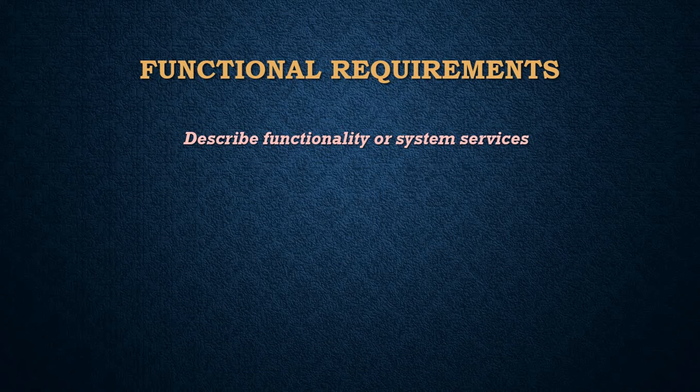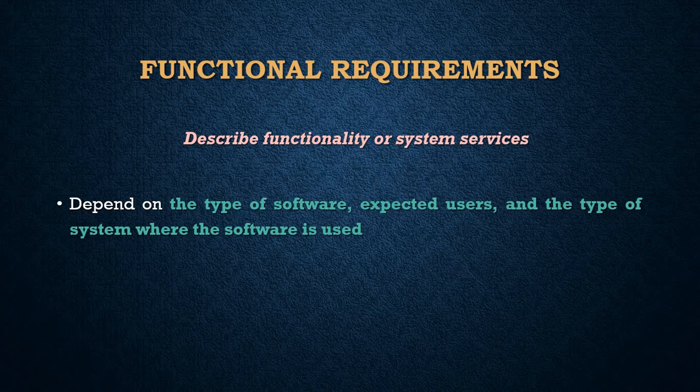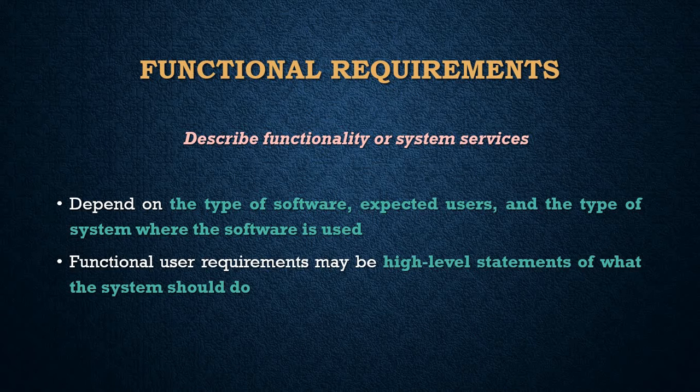Functional requirements define the functionality, or the services to be offered by the system. These requirements are dependent on various factors, such as what type of software is to be used to develop the system, who will be the prospective users of the system, and what is the type of system where the software will be used. Functional requirements are the high-level statements of what the system is expected to do.